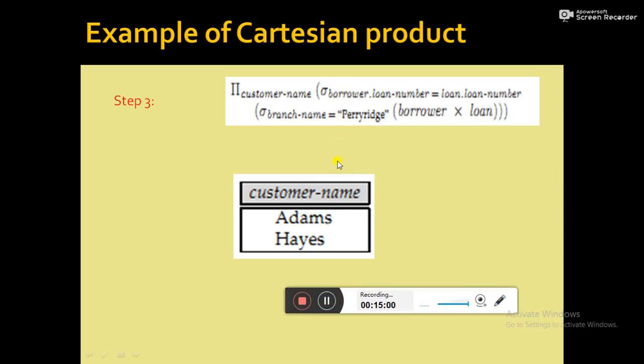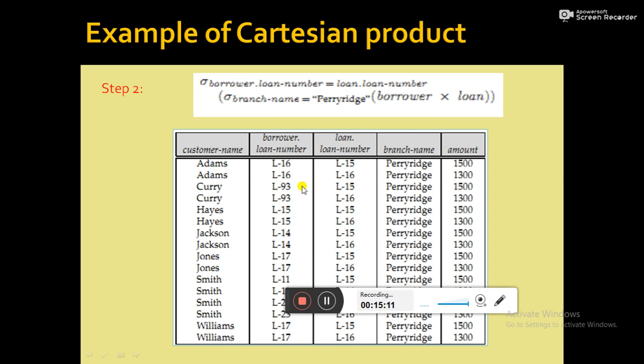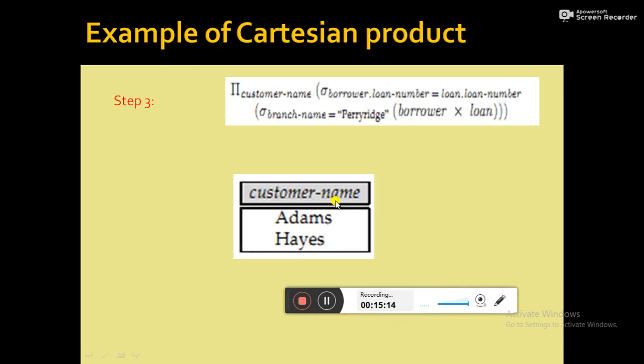After that we want to get only the customer name, so you have to perform the projection operation on customer name. If you go back to the previous slide, we only need customer name, so you perform the pi projection operation on customer name on that resultant relation. Then we come up with this temporary relation, which has a single attribute customer name and two tuples, Adams and Hayes.